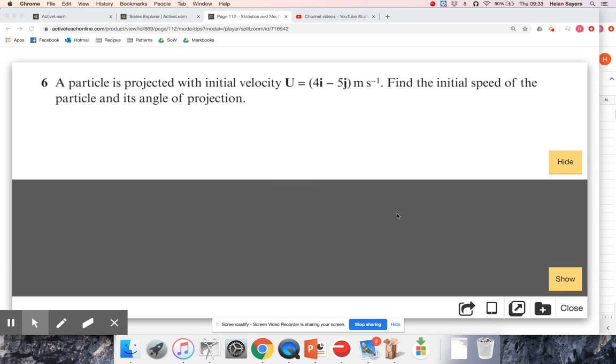Okay, so we're looking at the second year Stats and Mechanics textbook, and we're on chapter 6, which is projectiles, and we're looking at exercise 6B, which is on horizontal and vertical components.